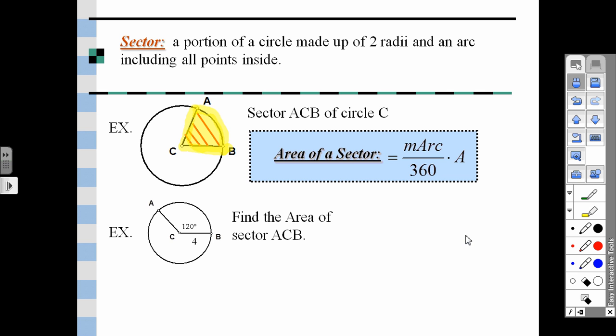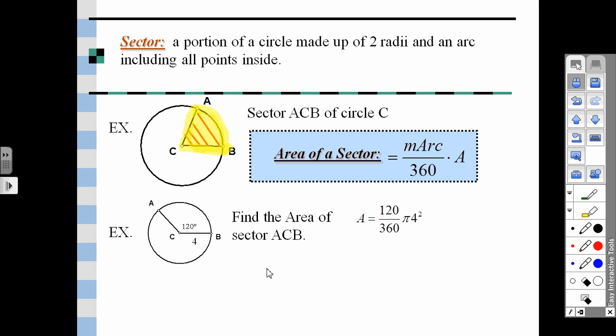So let's take a look at this example. It says find the area of sector ACB. By the way, there is no symbol for a sector, so we just have to write the word sector in front of the 3 letters. And the middle letter should always be the center of the circle. All right, so they've given us that this central angle right here is 120 degrees, and we know that the radius is 4.